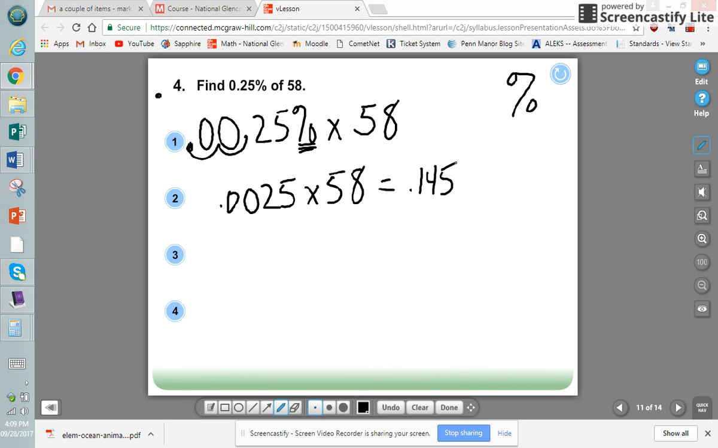Ladies and gentlemen, that's how you work with percents. Change those percent symbols to decimals. See the word of, multiply.